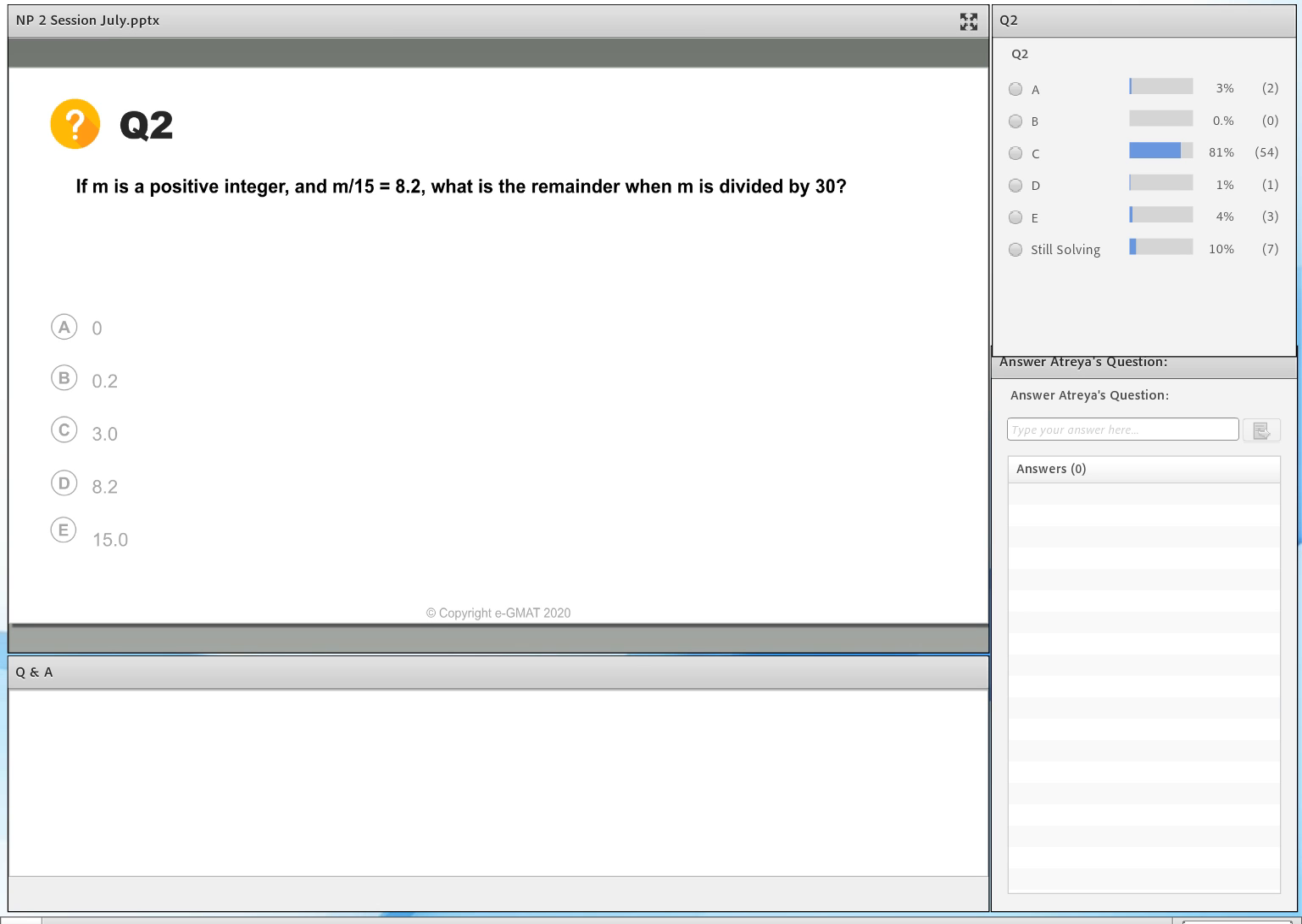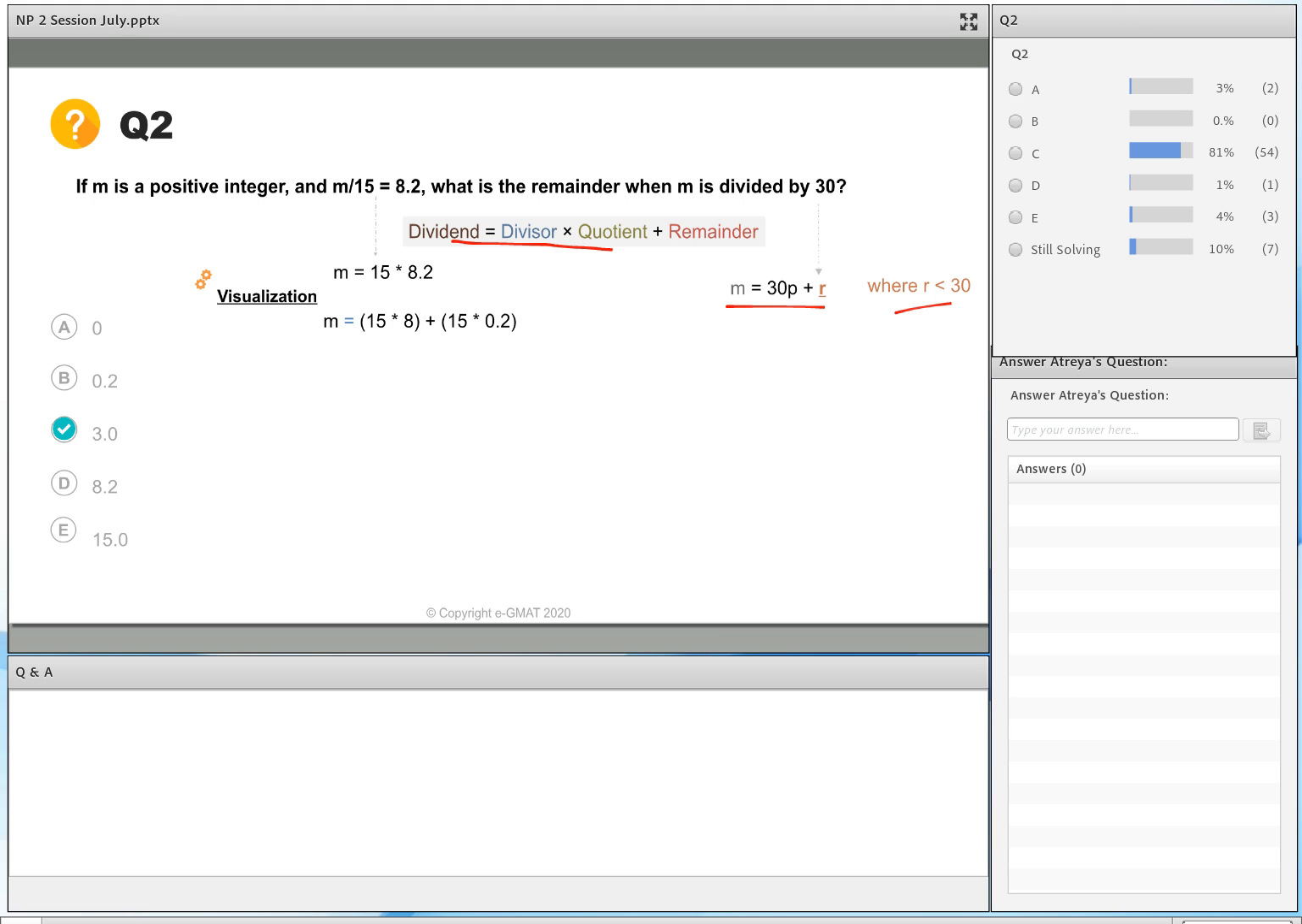Okay, so what do I have over here? I have m. M is a positive integer. M divided by 15 is equal to 8.2. You want me to calculate the remainder when m is divided by 30. All right, so again, we'll use the concept of dividend is equal to divisor times quotient plus remainder. So m can be written as 30p plus r, where r has to be less than 30. That is the divisor.